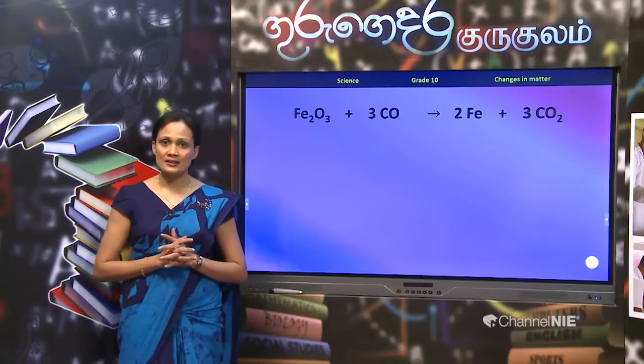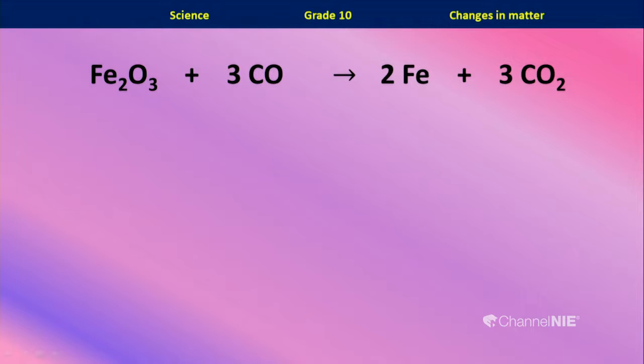As a balanced chemical equation, as an example, here I got the reaction between hematite and carbon monoxide. When hematite reacts with carbon monoxide, they form iron and carbon dioxide. So this is the balanced equation. Look at this one. Here two iron atoms are present and on the product side two iron atoms are present. Then iron is balanced on both sides.